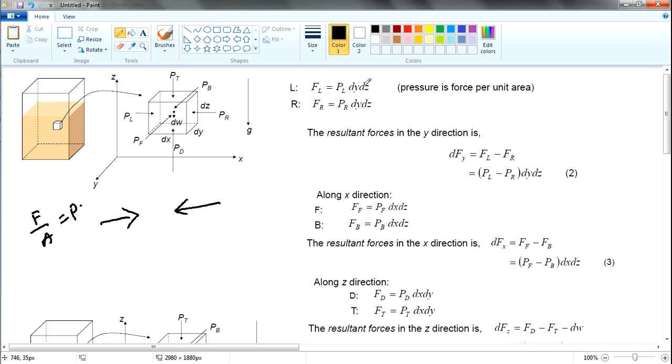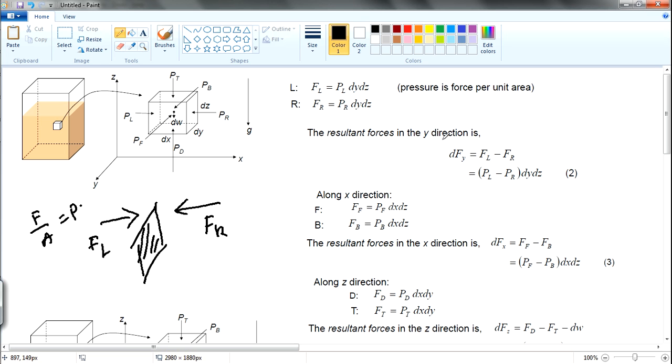So the area is a small set of dy and dz, in this plane. You are applying a force perpendicular to this plane. One force is force L and one force is force R. The resultant force should be in the x direction, in the x-axis, but I think they actually wrote it wrongly, so it's the y direction in this case.